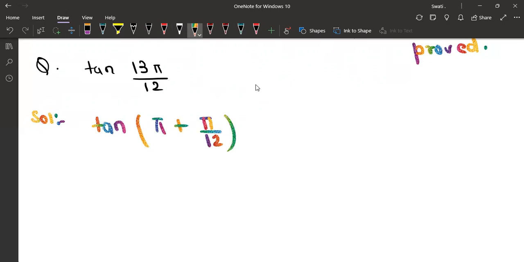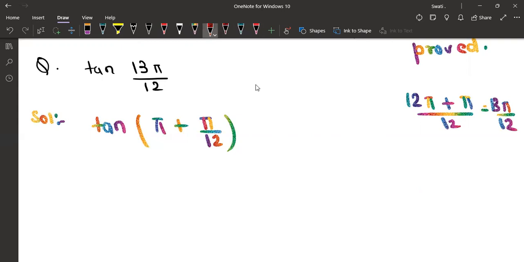Now, of course, if you solve this, if you take the LCM, it is 12 pi plus pi upon 12, which is 13 pi by 12 only. That is given in the question. So I have just written the back step, 13 pi by 12, in this form. Now you can ask why exactly this form only and not any other form?